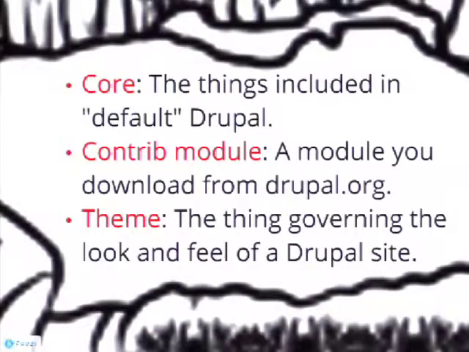Core. When people talk about core, they mean Drupal core, and that is the default Drupal thing you get when you download Drupal from Drupal.org. It has some basic functionality. And then you have contributed modules or contrib modules. These are the plugins you download to extend Drupal's functionality and alter the functionality so you can make cool stuff happen on your site. Finally, you have themes that you dress up your site in to make it look good and behave in a nice way. All right, core, contrib modules, and themes.